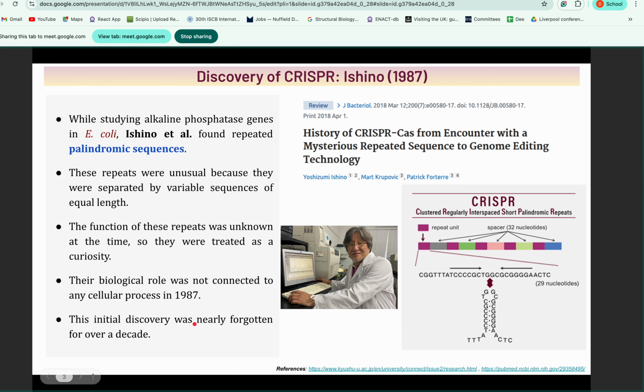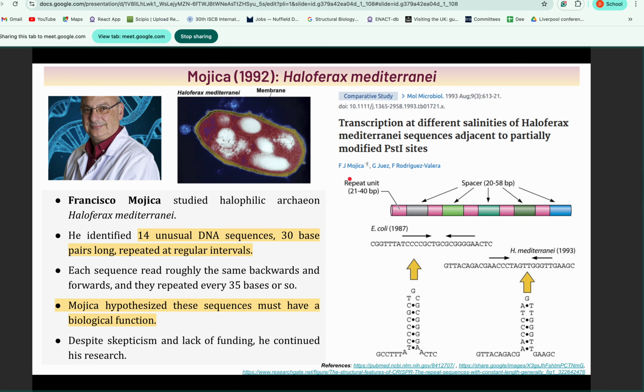This initial discovery was nearly forgotten for over a decade. After that, a few scientists looked into it deeply and identified the role of these sequences. This is the review published in 2018, which talks about all the studies done by Ishino. If you are interested, you can go through this.